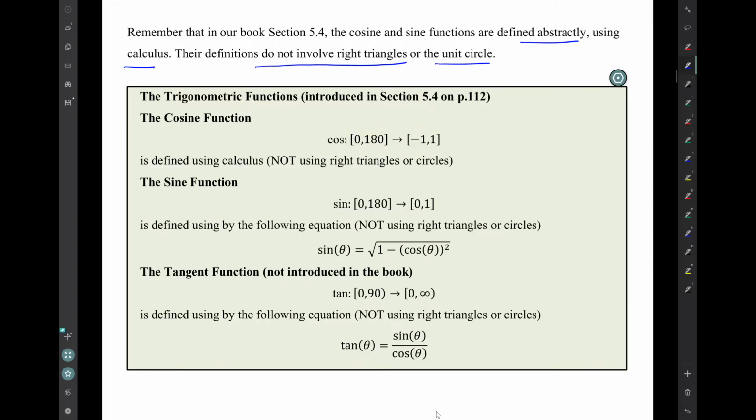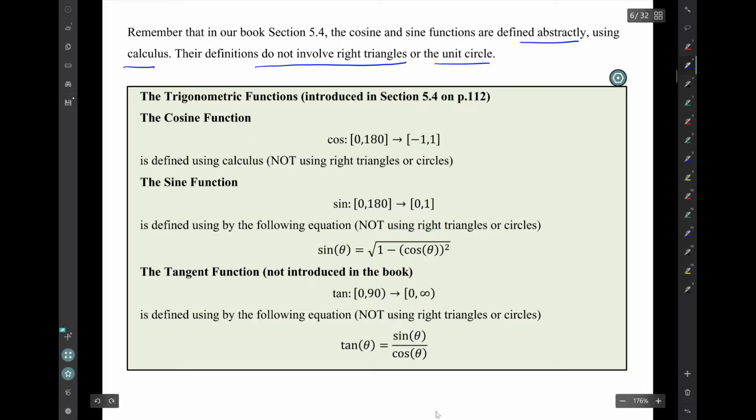The sine function also has domain, that's the closed interval from 0 to 180, but its range is the closed interval from 0 to 1. And the sine function is defined by this equation. Sine theta is square root of 1 minus cos theta squared. The tangent function is not introduced in our book.